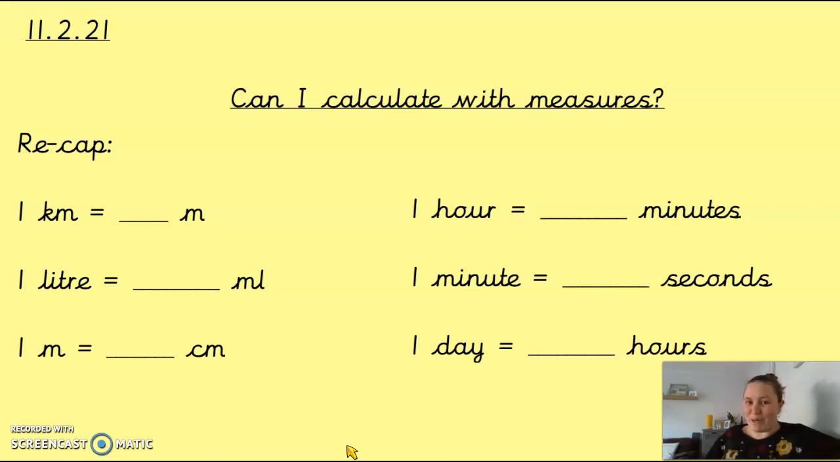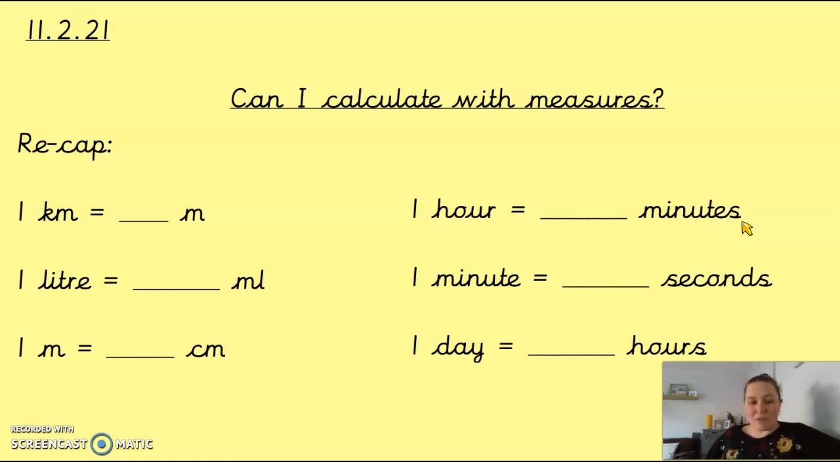lesson of this term. We're carrying on with measure, and today we're looking at calculating with measure. So we're going to look at some different problems, and you're going to have to be using your addition, subtraction, multiplication and division skills to solve the problems, but somewhere along the line you might have to convert between different measures as well. So to support that, let's recap here.